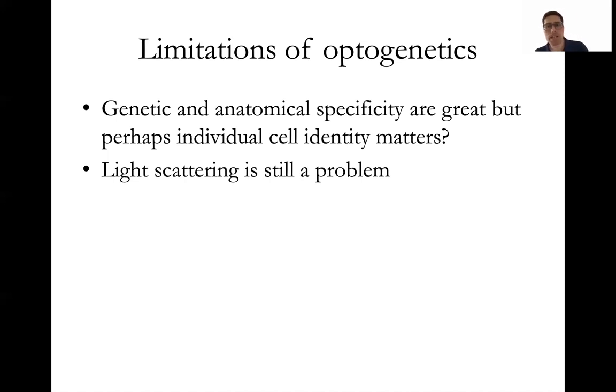And so that means that the genetic and anatomical specificity are great, but if we really want to get down to levels at which we think circuits might function, where individual cells beyond their genetic identity might be working together as groups to perform some sort of computation, like the examples I showed you at the beginning of the lecture, we need to get around this light scattering problem. We need to be able to direct the light more precisely to areas that we want than by just flooding it through an overall region.